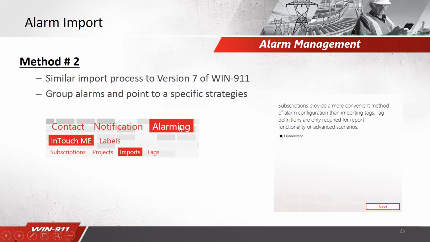Okay, to do this, you'll begin in the alarming, InTouch ME, and the imports tab. So this is very similar to version 7 and how you bring your alarms over. You pick which ones you want, and then you'll point them to a call. So you'll be on this first list here, give you a little message, and you can click the next button to proceed.